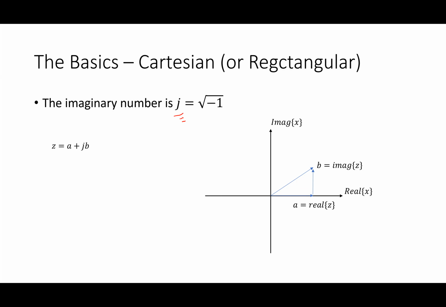Do I want to have this? Because we use I for currents. We use I for currents. So we use the imaginary number, I guess, and we use this guy, J.